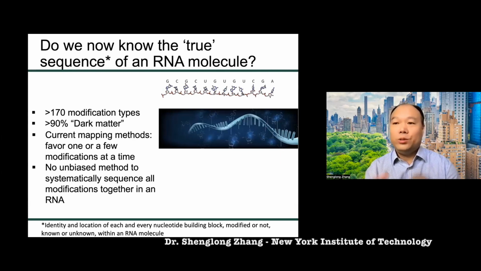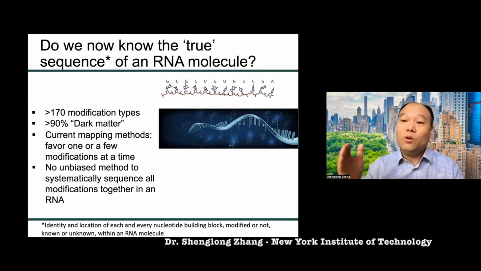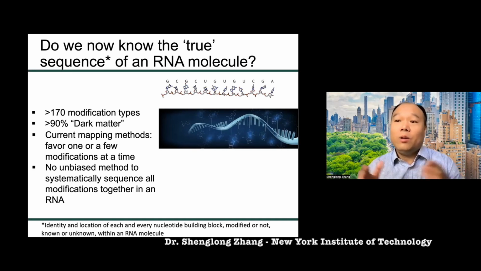When we say true sequence, I mean the identity and the location of each and every nucleotide building block, modified or not. And this should include the unknown modification if there's one in the RNA molecule. We know very well from the two wonderful talks this morning, RNAs are not only made of the four nucleotides A, C, G, U, they are made of many modifications.